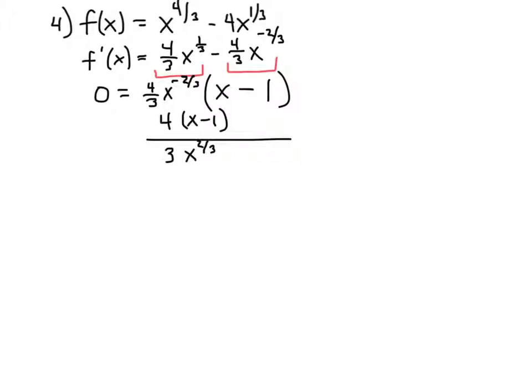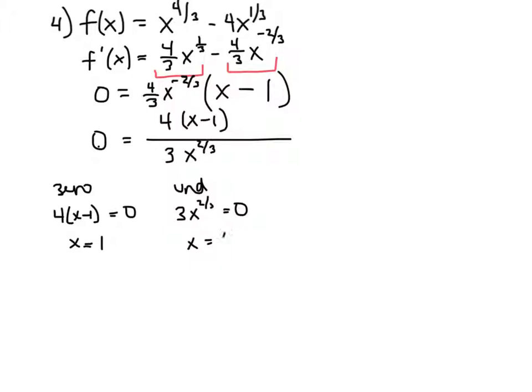Remember, what we are doing here is looking not only for the times when the derivative is 0, but also for the undefined. So I have two different things that I need to take care of here. I need to set my numerator equal to 0 for the zeros: 4x minus 1 equals 0, so x equals 1. And for the undefined, I need to set my denominator, 3x to the 2/3, equal to 0, so x is equal to 0. So when x is 1 and when x is 0 are my two critical values.